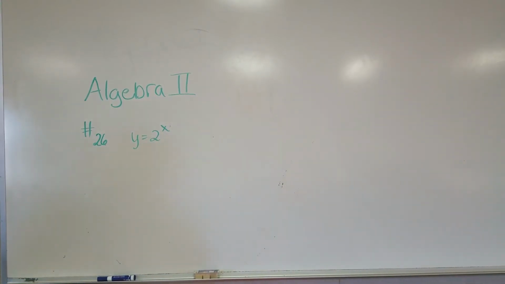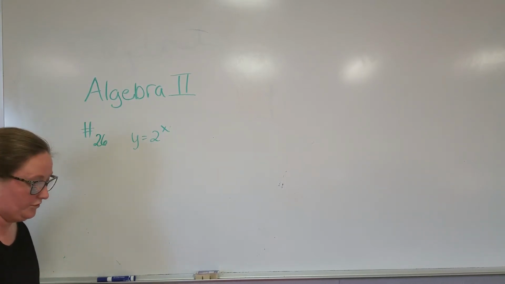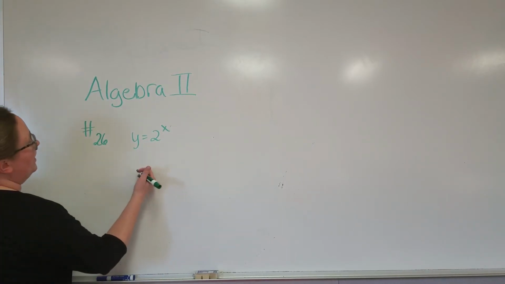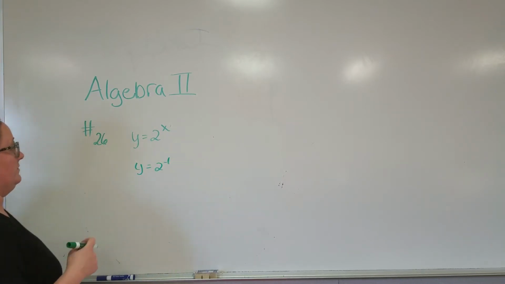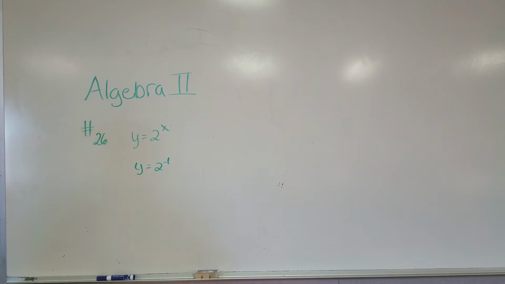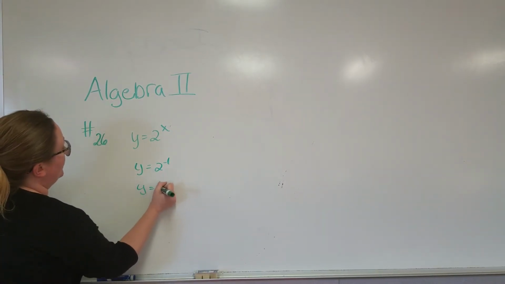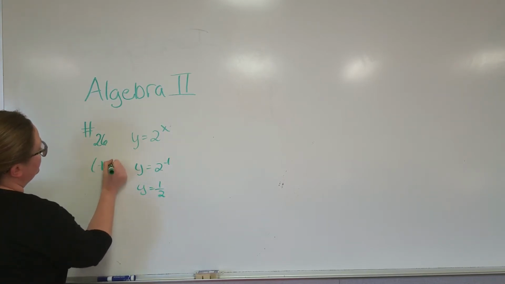All right, problem number 26. They say use the equation to type the ordered pairs. So the equation is y equals 2 to the power of x. And then they give you all the x's. The first one is negative 1. So y would equal what if x was negative 1? So 2 to the power of negative 1. Remember, a negative exponent inverts the number. So y would equal 1/2. So when x is negative 1, y is 1/2.